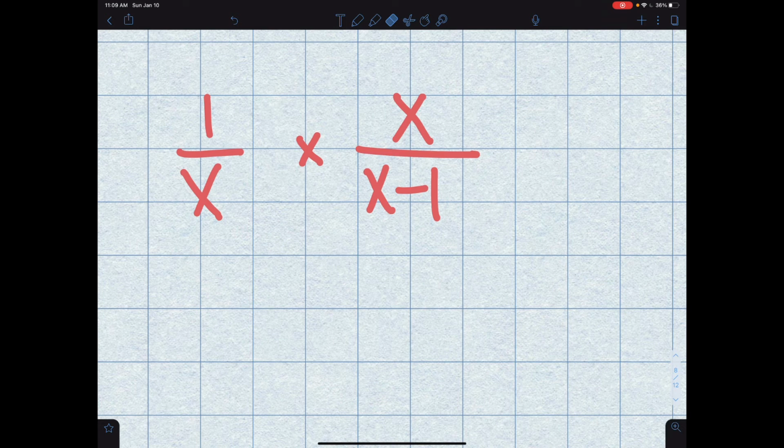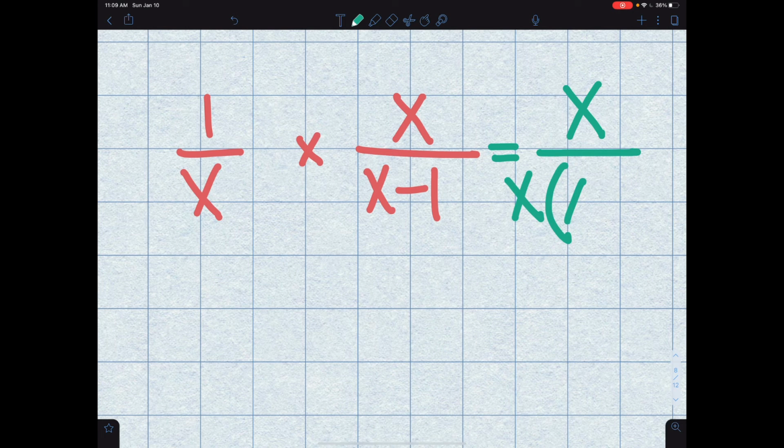And when you multiply fractions, easy peasy, you just multiply straight across. So let's do it. 1 times x on the top is just going to be x. On the bottom, we're going to have x times x minus 1. Now, you could just leave it in that form. Wait a minute. I did something wrong. x times... Oh, I see. No, I didn't do anything wrong. I'm just not done yet.